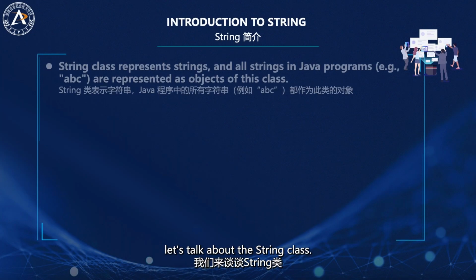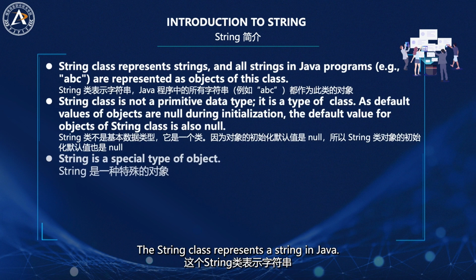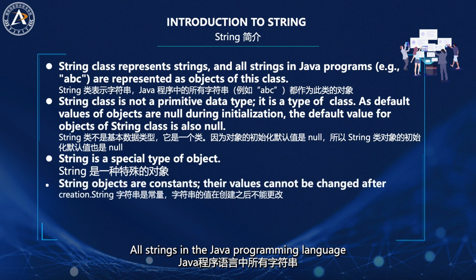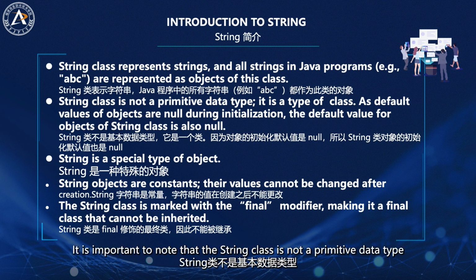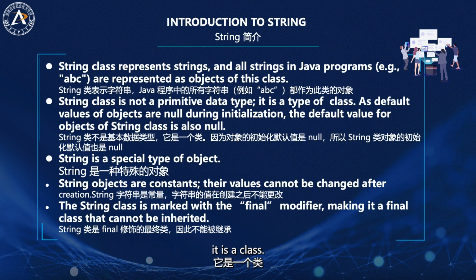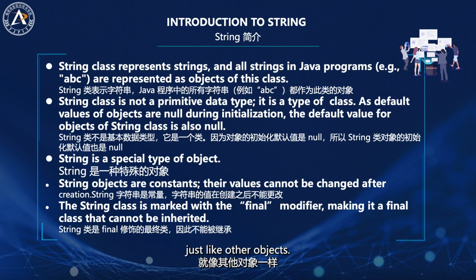String first. Let's talk about the String class. The String class represents a string in Java. All strings in the Java programming language are represented as objects of this class. It is important to note that the String class is not a primitive data type. It is a class. Objects of this class are initialized with a default value of null. Just like other objects, string is a special kind of object.